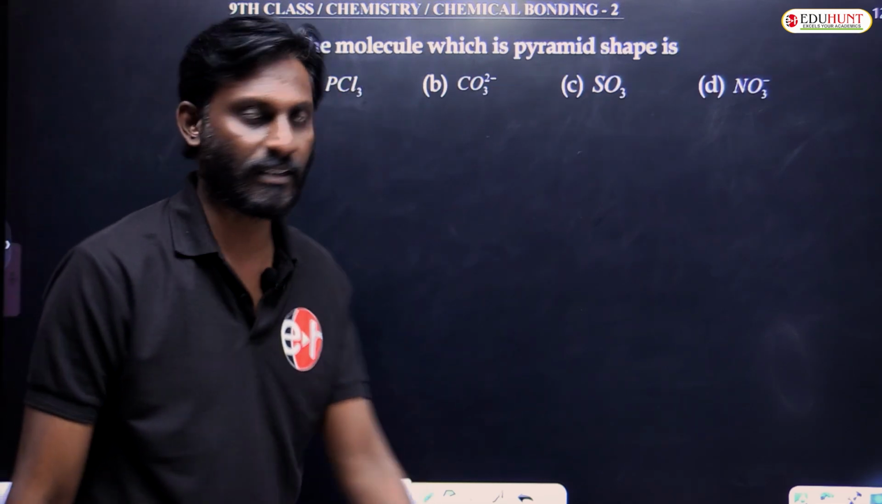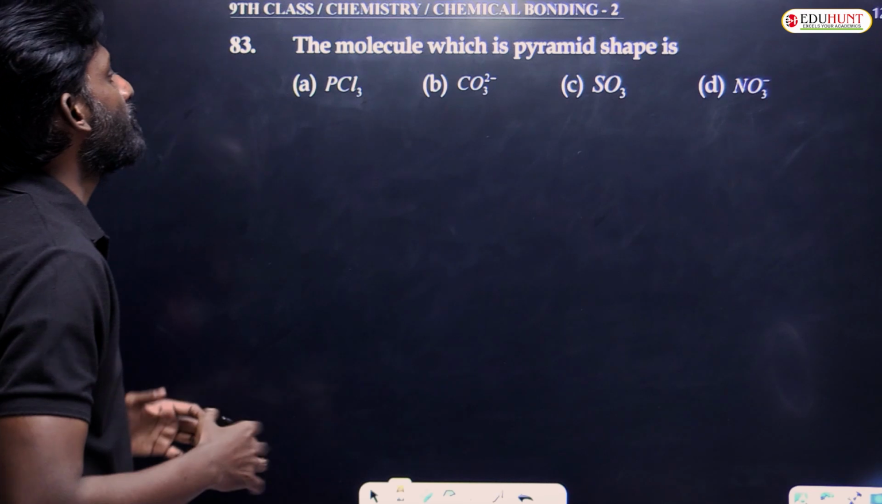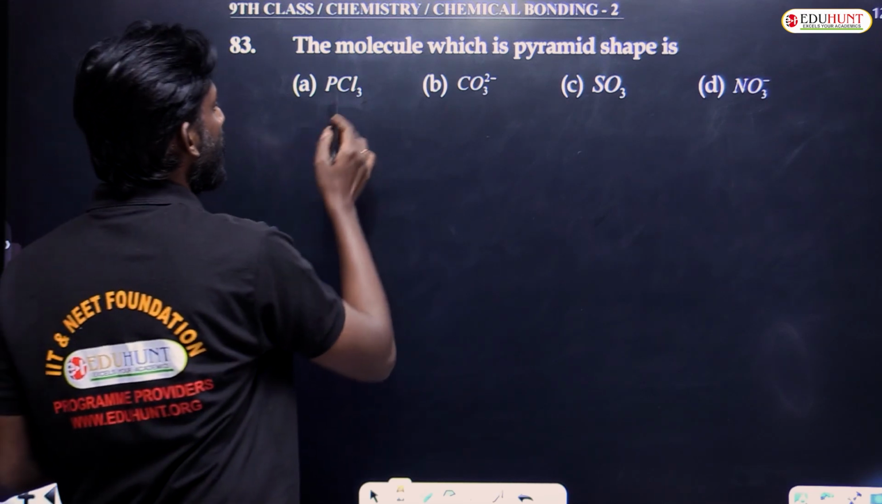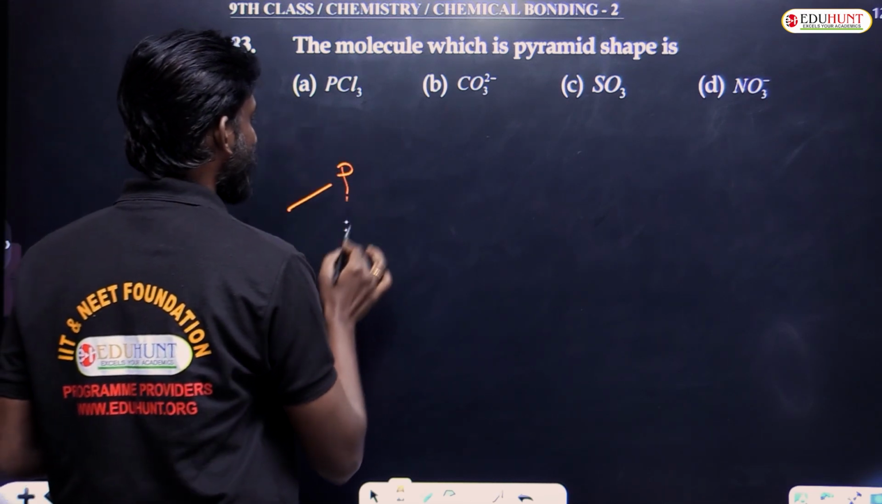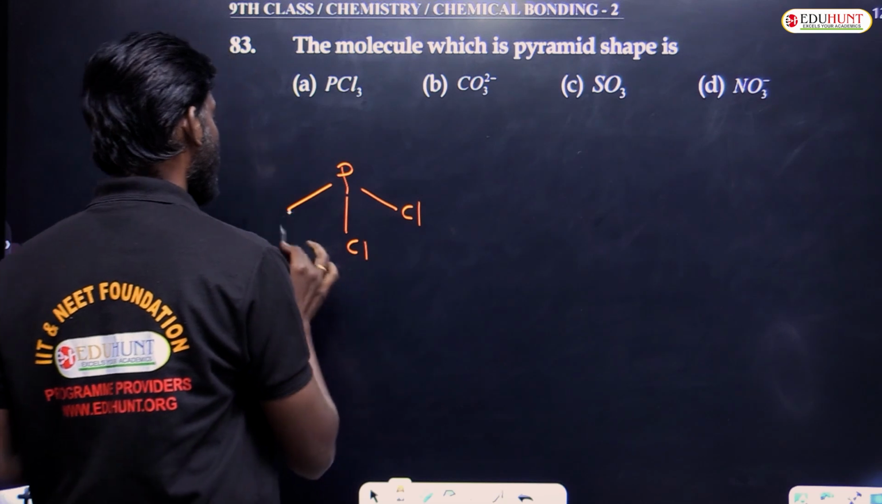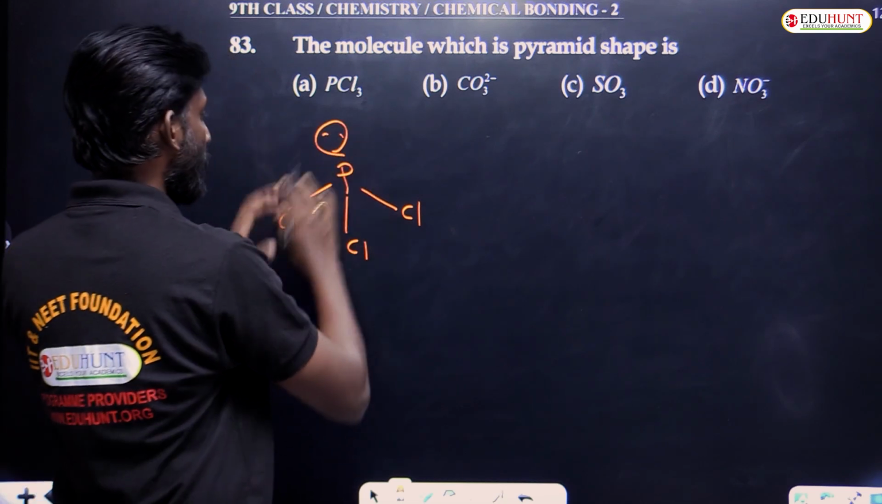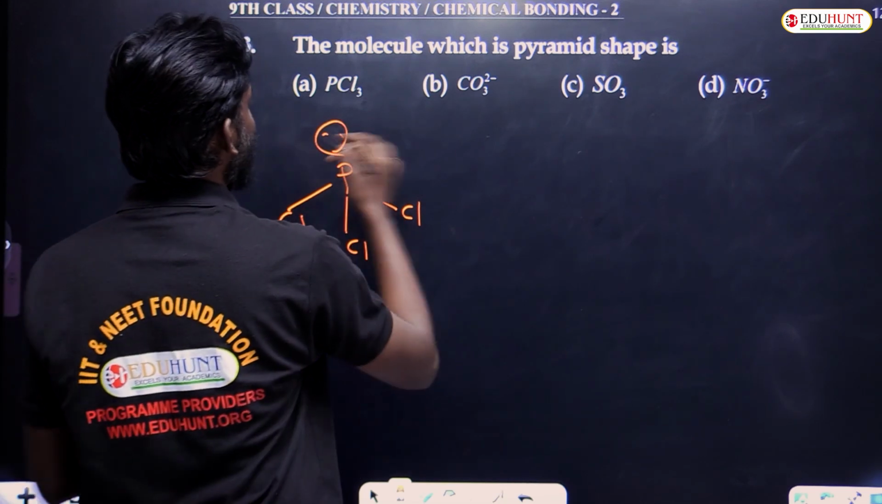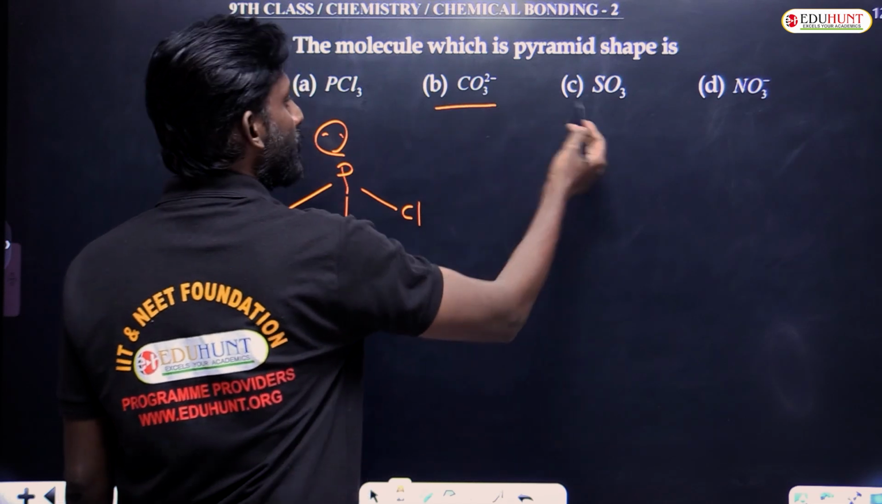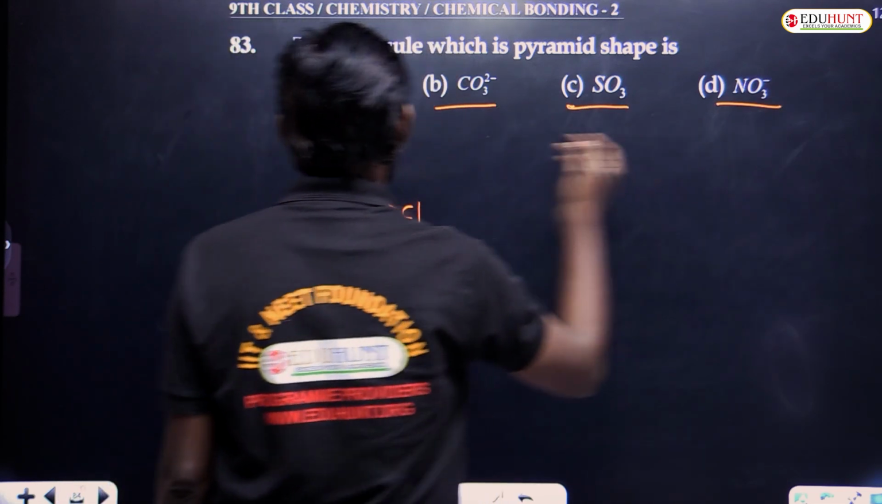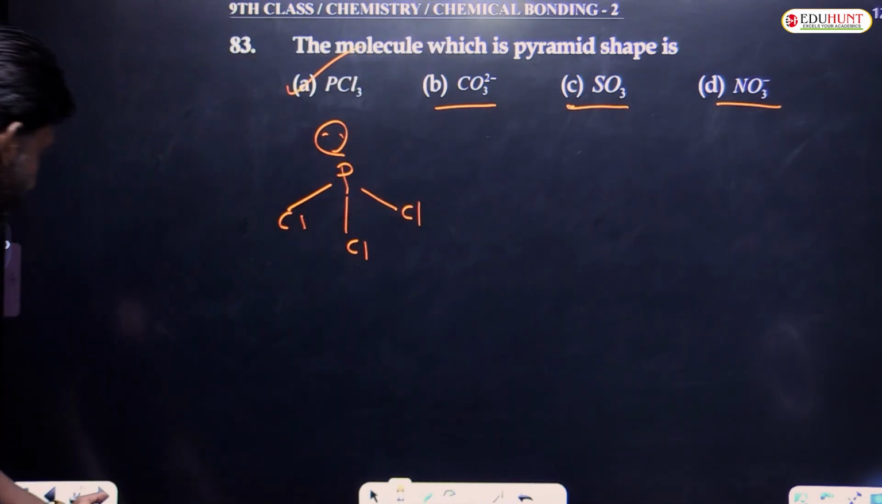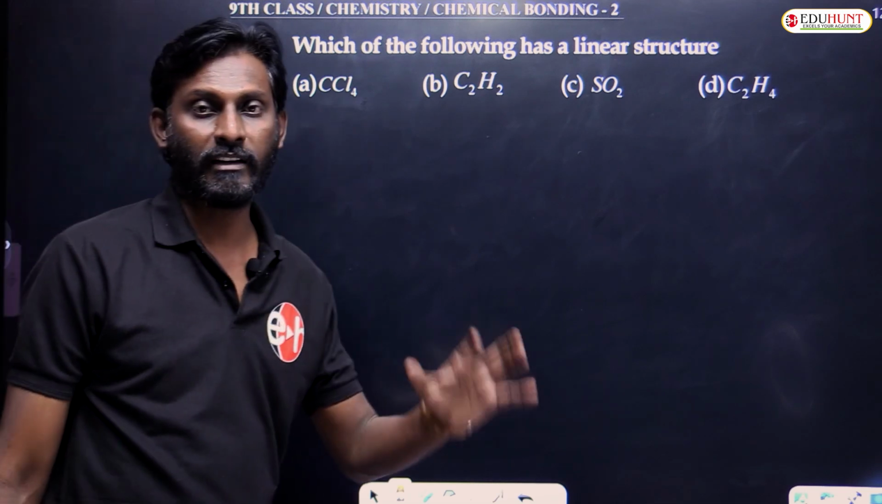And question number 83. The molecule which is pyramidal in shape. See, the electron geometry is tetrahedral, but the molecule is pyramidal. The shape is pyramidal. This is trigonal planar. This is trigonal planar. Of course, this also. This is only pyramidal.